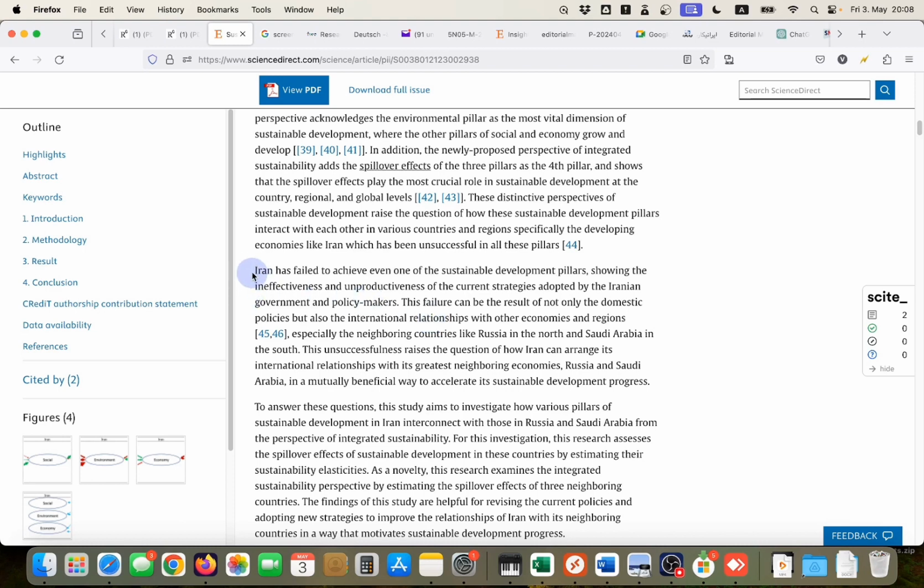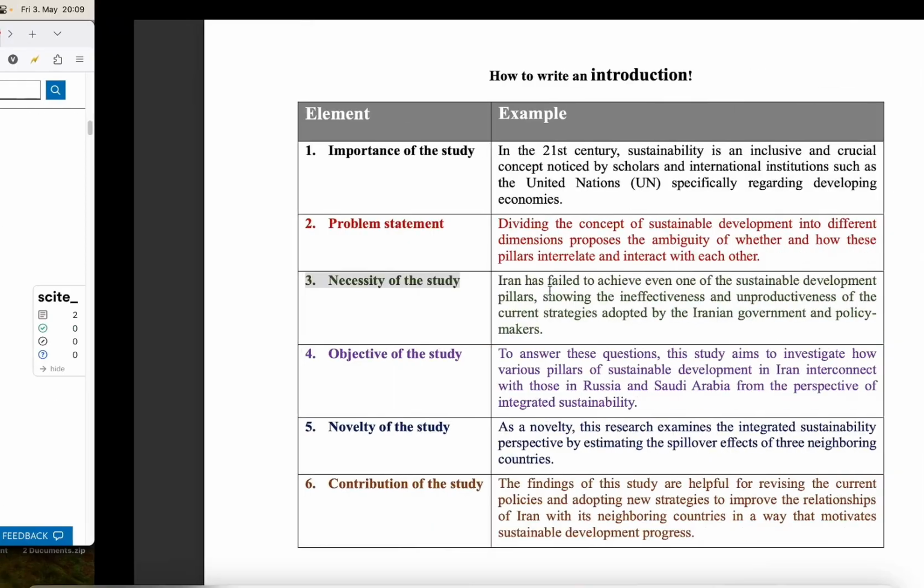For example, this study tries to focus on Iran. Iran has failed to achieve even one of the sustainable development pillars. And this statement highlights that Iran is in a specific situation due to its serious failure in achieving sustainable development. So this shows the necessity of the study.